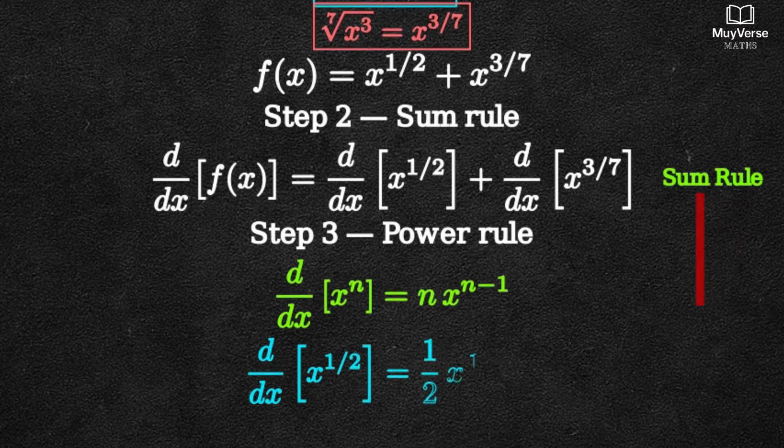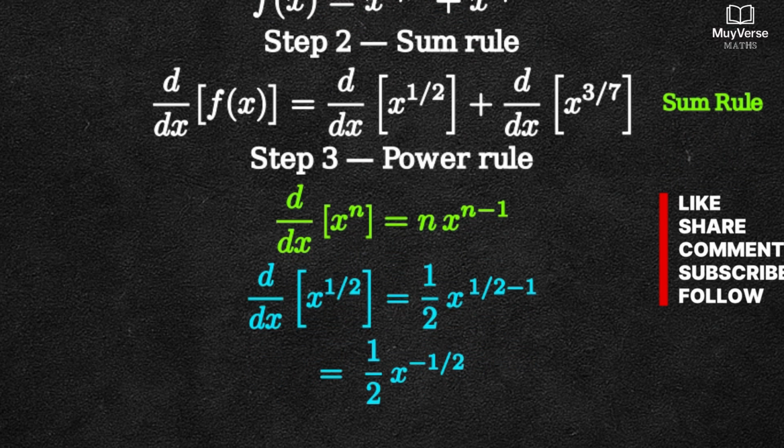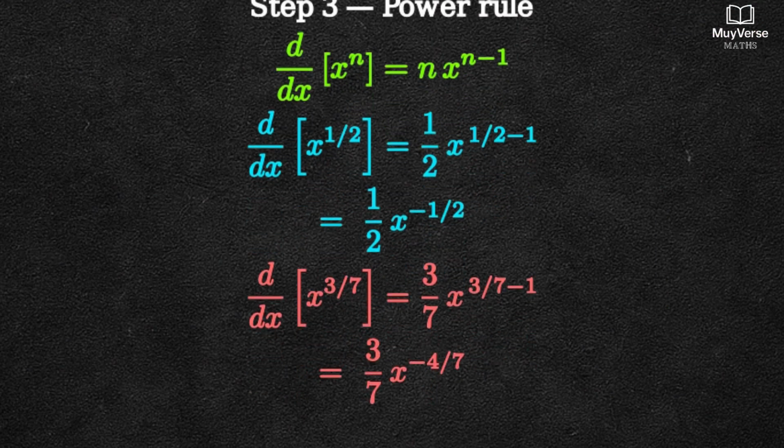First term: x to the 1/2 becomes 1/2 times x to the 1/2 minus 1. That simplifies to 1/2 times x to the negative 1/2. Second term: x to the 3/7 becomes 3/7 times x to the 3/7 minus 1. That simplifies to 3/7 times x to the negative 4/7.